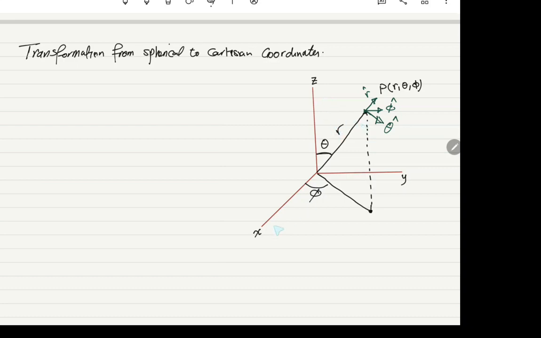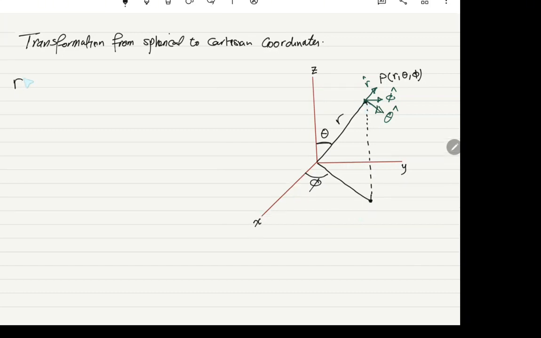Now this is x, y, z, and remember in spherical coordinates we have r, theta, and phi. Now r in this case has an intercept with x and y, and it has an intercept with z. So r is equal to x squared plus y squared plus z squared, to the power half. So this is r transformed from spherical to Cartesian coordinates. We just wrote r in terms of x, y, and z.